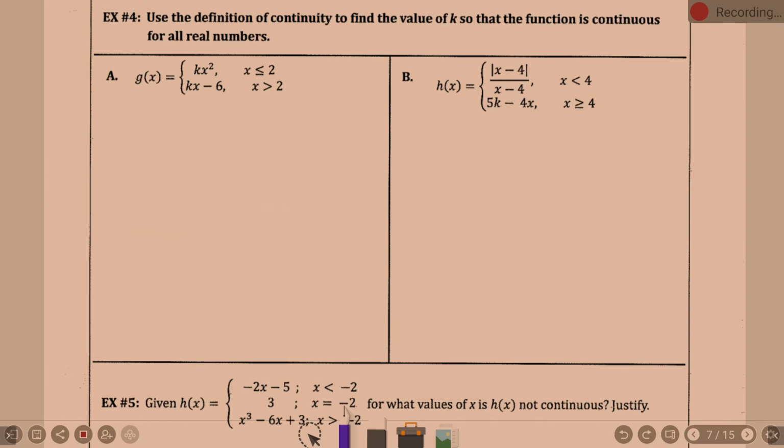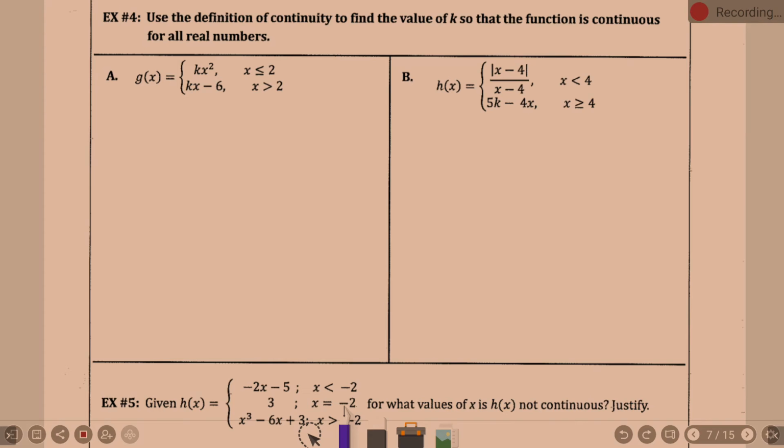Use the definition of continuity to find the value of k so that a function is continuous for all real numbers. Well, piecewise functions, right? I love these things. What do we have to think about here? Left and right, yes? Because it's piecewise, we have a left and a right.